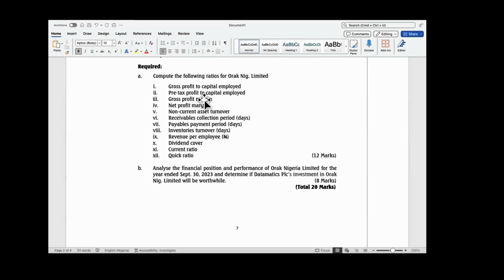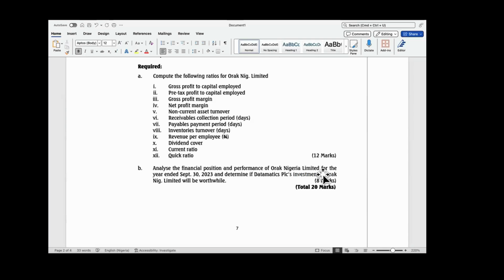1 mark per ratio. And the examiner also wants you to analyze the position and the performance of ORAC Nigeria Limited for the year ended September 30th, 2023, and determine if Datamatics PLC investment in ORAC will be worth the while. While the A part is asking us to compute, the B part wants you to analyze. And they are ready to give you 8 marks for the analysis. So tonight, I simply want to show you how to get 20 over 20.